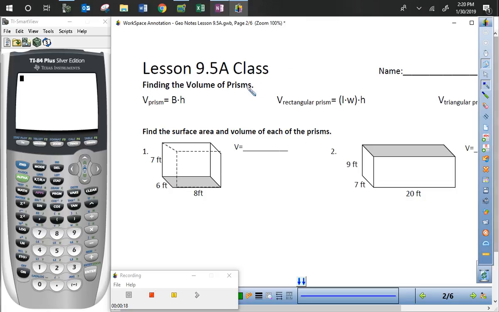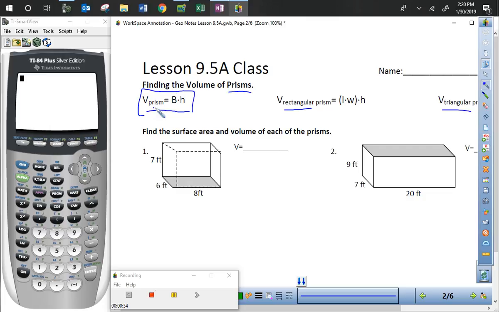We're going to look at only prisms today, but there's two types. We've got rectangular prisms and then we've got triangular prisms. The difference between those two things, remember, is the base. Okay, so you'll notice that we've got two separate kinds, but only one formula for volume of prisms in general.